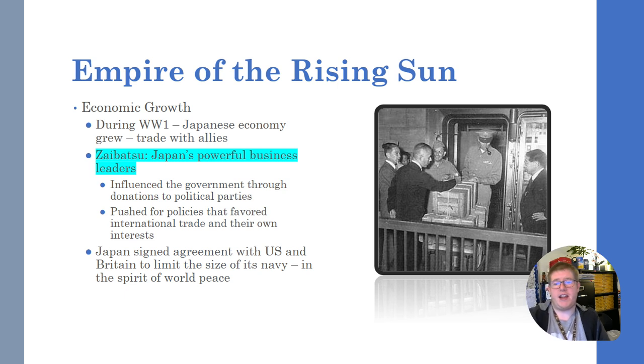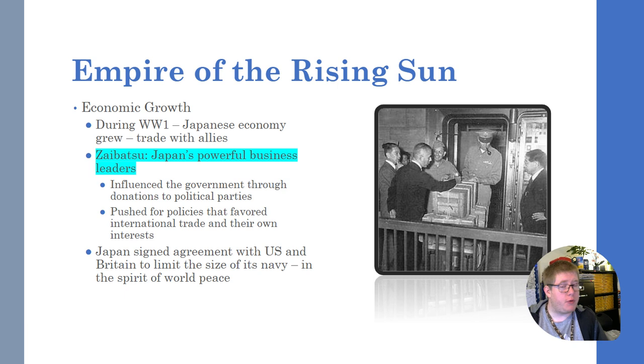So, we have to talk about economic growth. During World War I, the Japanese economy grew mainly due to trade with the Allies. So the zaibatsu, or powerful business leaders in Japan, exerted influence on the government through donations to political parties and pushed for stronger policies that favored international trade and their own interests.